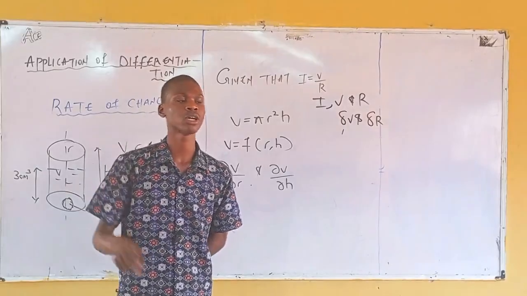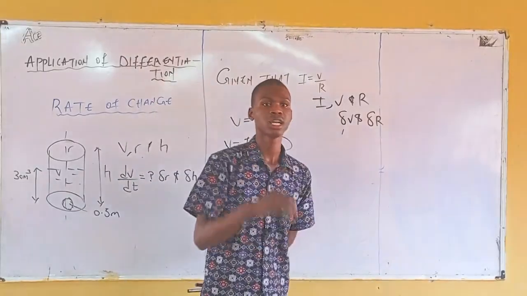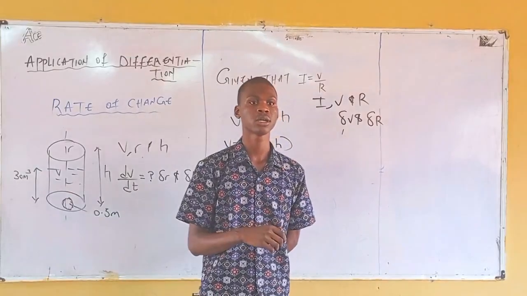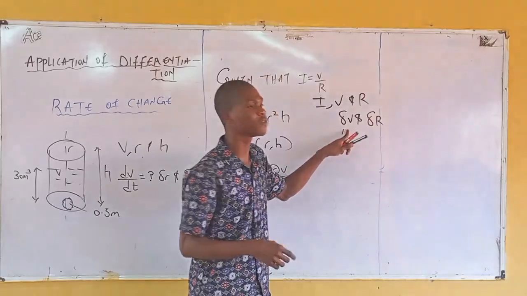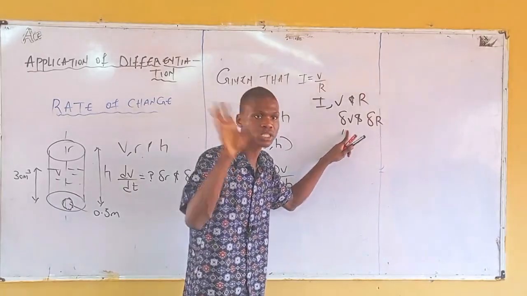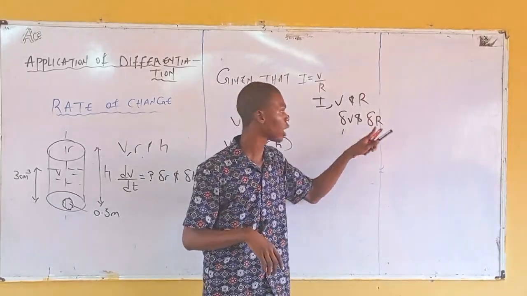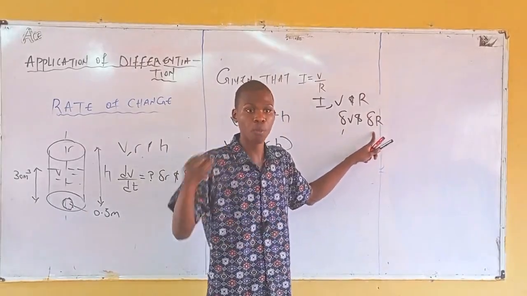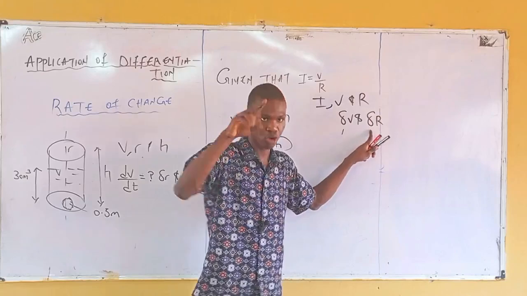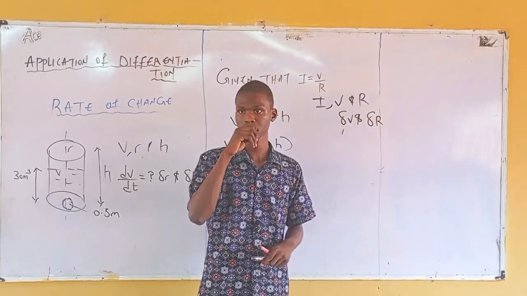Now check that question. Check for change in V. Is it increasing or decreasing? Increase. Meaning the value of this for that question becomes positive 1 volt. Yes or no? Now check for this one. Increase by 0.5. The value of this is 0.5 ohms. Are you getting me?